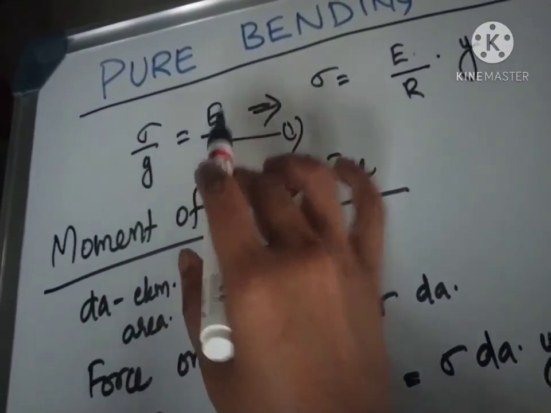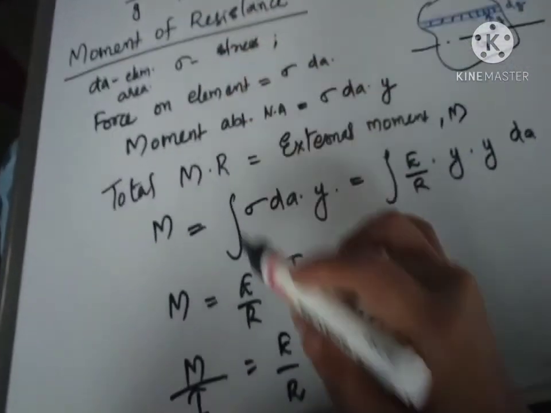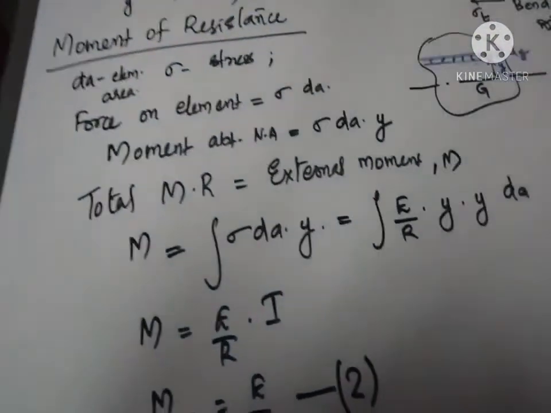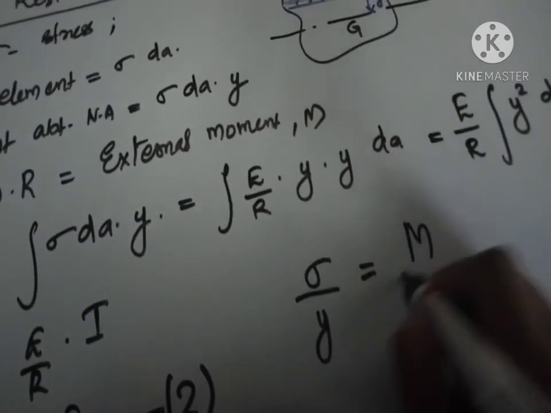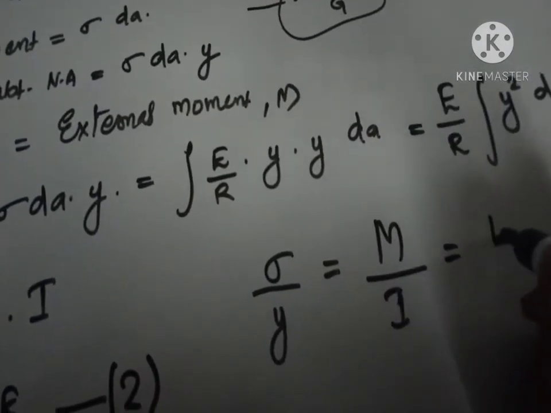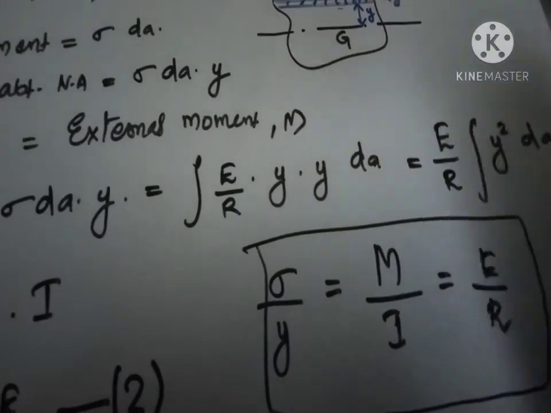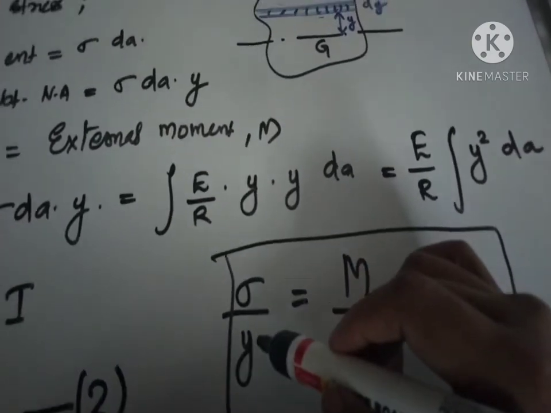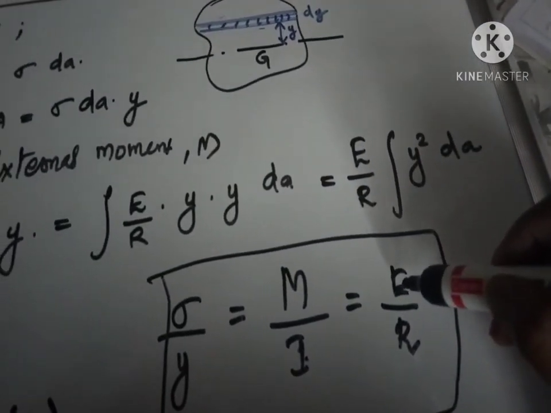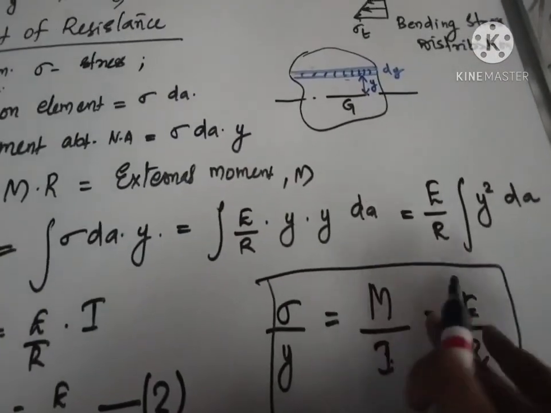The first equation is sigma by y is equal to E by R, and the second equation is M by I is equal to E by R. The right hand side is the same, so from 1 and 2 you can write M by I is equal to sigma by y is equal to E by R, where M is the moment of resistance, I is the moment of inertia, sigma is the bending stress, y is the distance from the neutral axis, E is the modulus of elasticity, and R is the radius of curvature. So this is the pure bending equation.